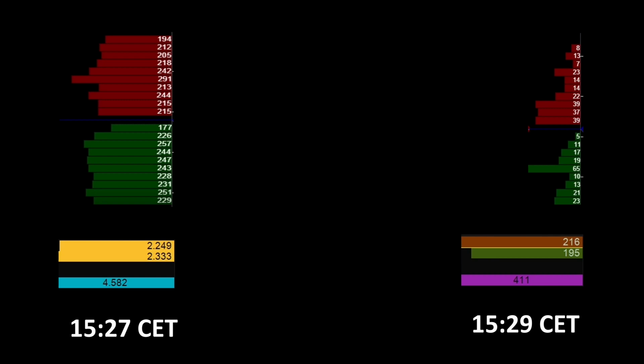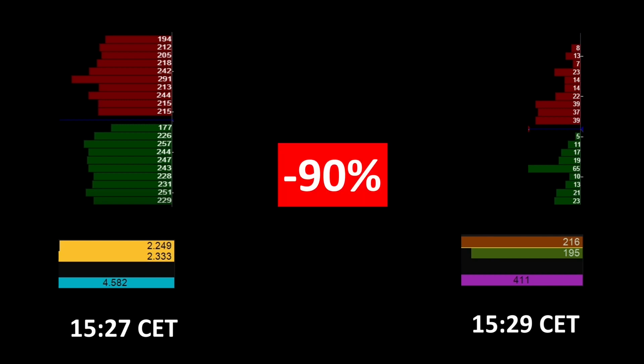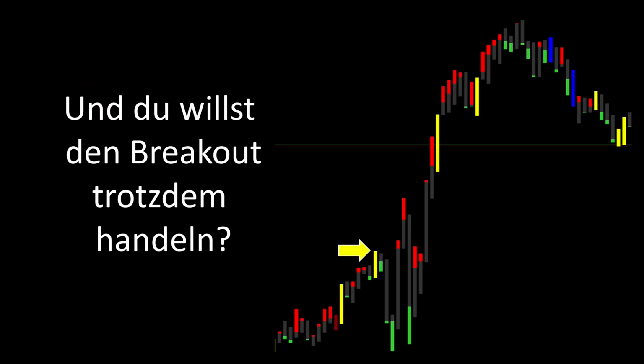It is 3 minutes before the news, and we see an average of over 200 lots on each limit level. 2 minutes later, it is only an average of 20 lots per limit level. So the big players have withdrawn 90% of their liquidity and you still want to trade the breakout? Well, the trading coach has told you exactly what to do.